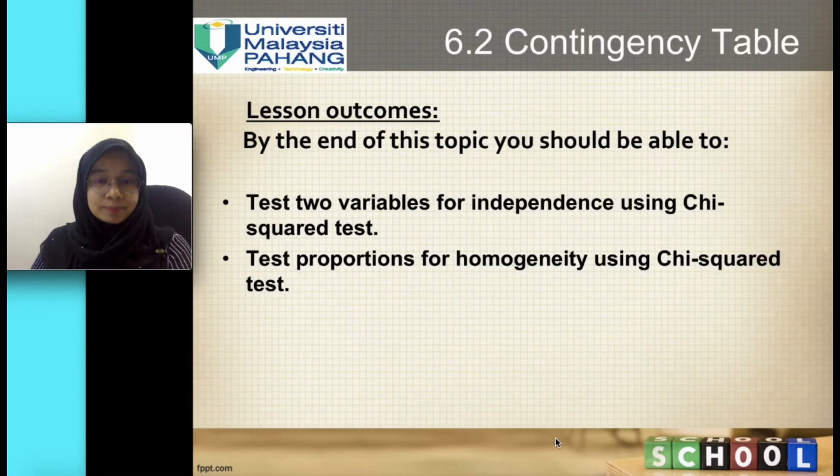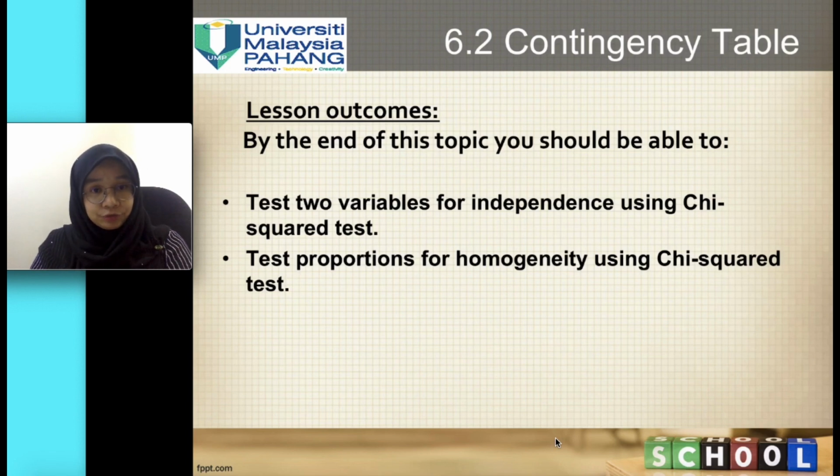Come to the last subtopic on this chapter, the last chapter in this course, BUM2413 Applied Statistics, 6.2 Contingency Table. So 6.1 is about the goodness of fit test, 6.2 is about the contingency table. The lesson outcome: by the end of this topic, you should be able to test two variables for independence using chi-square test and also test proportion for homogeneity using chi-square test. It's actually the same procedure. The difference is the hypothesis only.